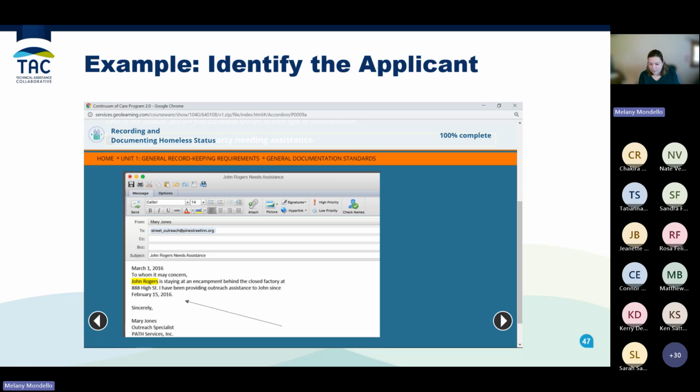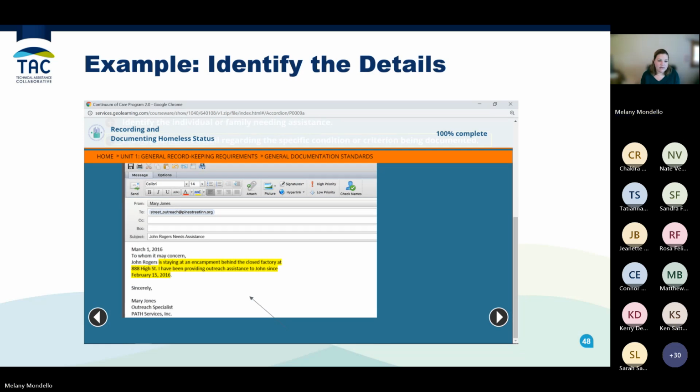Here's an example of identifying the person. It says John Rogers. It says the full name of the person. It's really clear if I have a chart for John Rogers that this is who we're talking about. And then the details. So again, it doesn't say John is experiencing homelessness. It says that he's living in an encampment. This is where it is. And I've been providing services to him since this date. So you can put together the puzzle about how long this person's been homeless based on this person's knowledge, exactly where they are. Encampment equals unsheltered, literally homeless category 1. You can really draw the line right across for you.